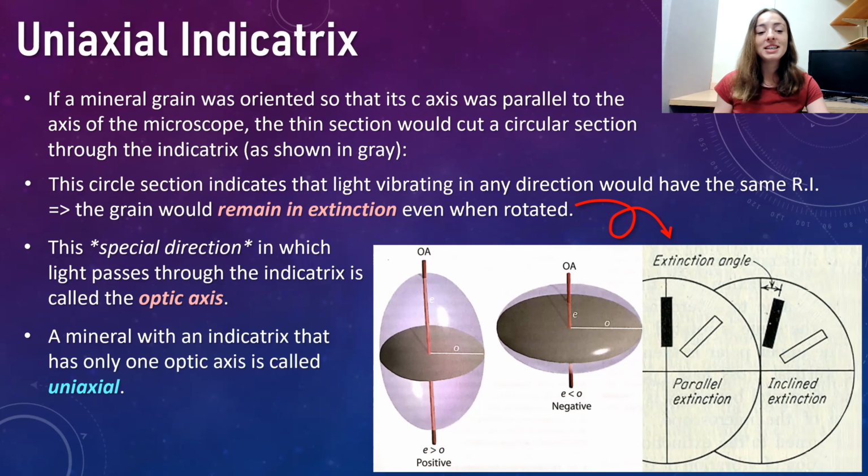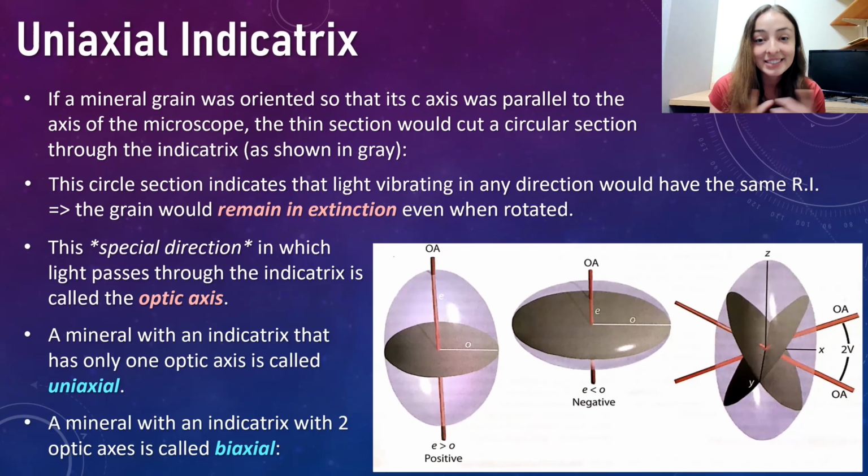So a mineral with an indicatrix that has only one optic axis, or this special axis here that is labeled in red, is called a uniaxial mineral. So now we're finally defining uniaxial for you. I told you it's going to come back around. I promise we're going to get to it. So uniaxial means one optic axis. Biaxial, as you can probably imagine, means two optic axes. Yep, you guessed it. Good job.